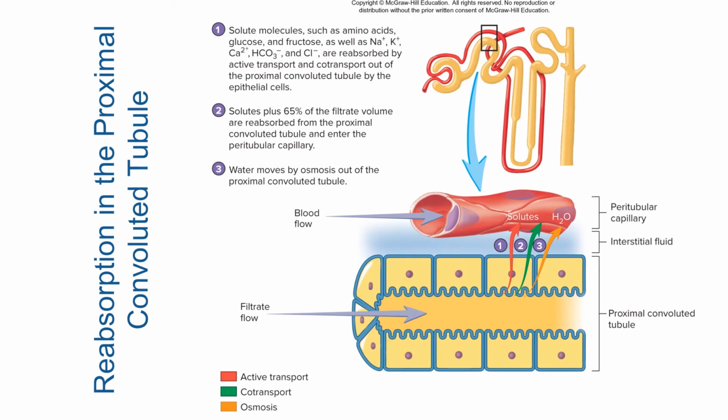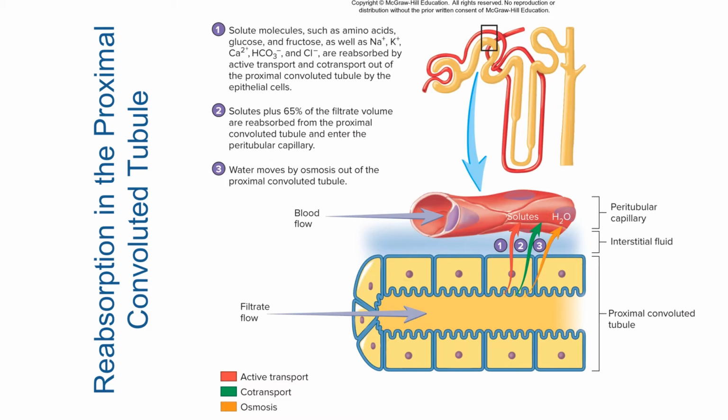This image shows you the reabsorption in the proximal convoluted tubule. Solute molecules such as amino acids, glucose and fructose, as well as sodium, potassium, calcium, bicarbonate, and chloride are reabsorbed by active transport and co-transport out of the proximal convoluted tubule by the epithelial cells. The different transport processes are shown here with different colors of arrows. Active transport and co-transport are used for solutes, so it's the red and the green arrows.